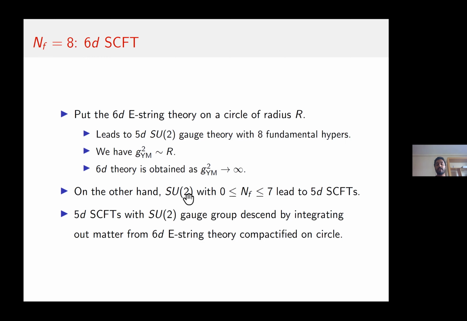And as we saw earlier, for lower values of N_F, you got 5D SCFTs. So this is often said in the following way, that 5D SCFTs, which are strong coupling limits of SU(2) gauge theories, descend by integrating out matter from a 6D SCFT, namely the E-string theory, when you compactify this theory on a circle.